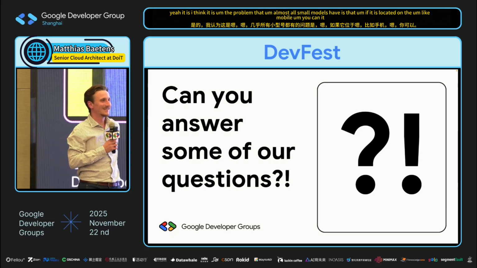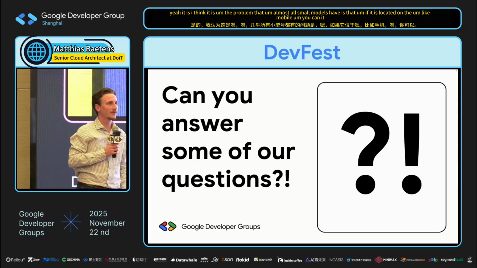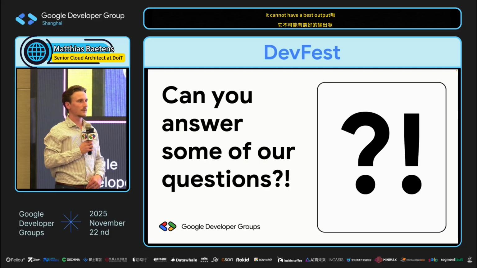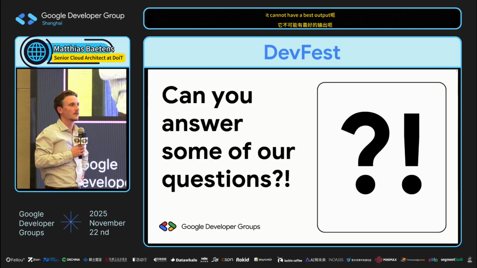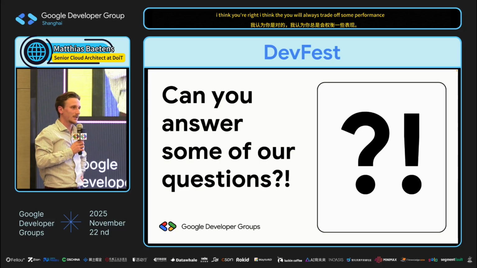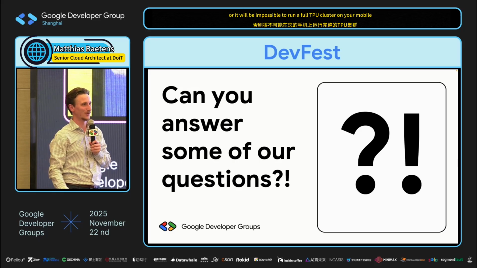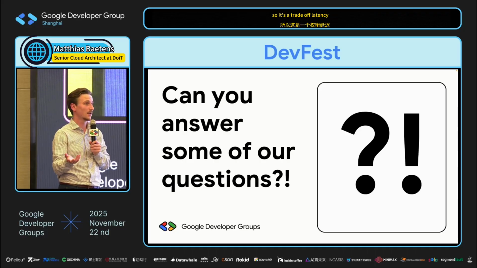Yeah, I think the problem that all small models have is that if it is located on the mobile, it cannot have the best output. I think you're right. I think you will always trade off some performance, but it will be impossible to run a whole TPU cluster on your mobile. So it's a trade-off of latency, capability, and where you want to run it.